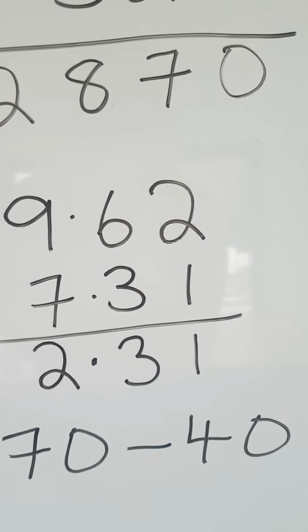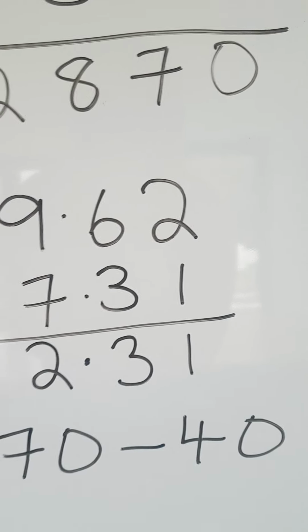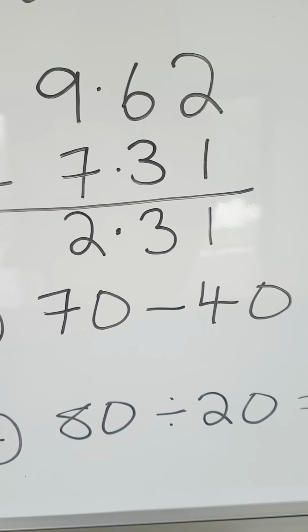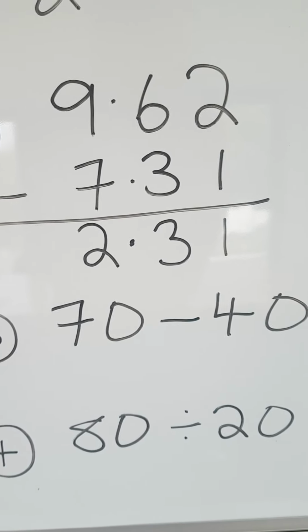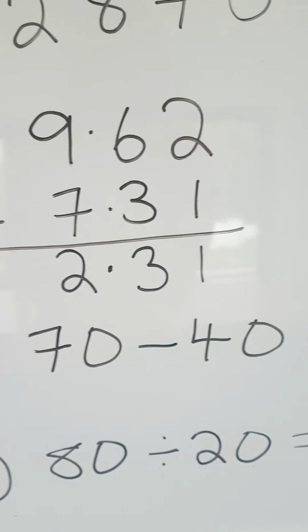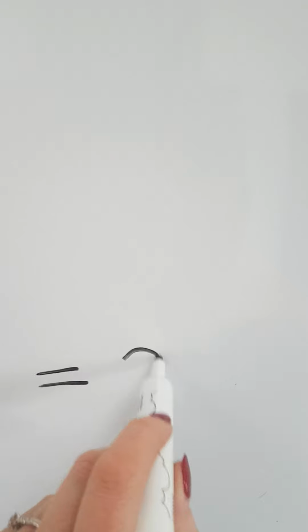Now question 3 has brackets. So remember, we must always do what's in the brackets first. So 7 times 10 would be 70. 4 times 10 would be 40, so that means it's 70 minus 40, which would be 30.